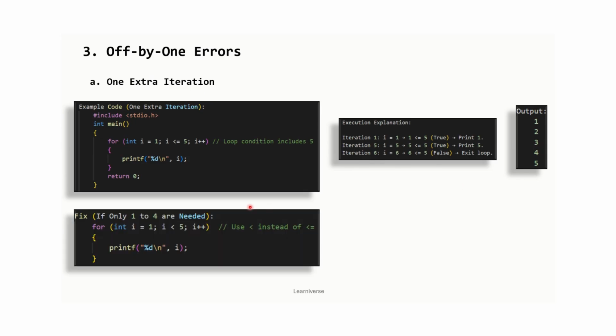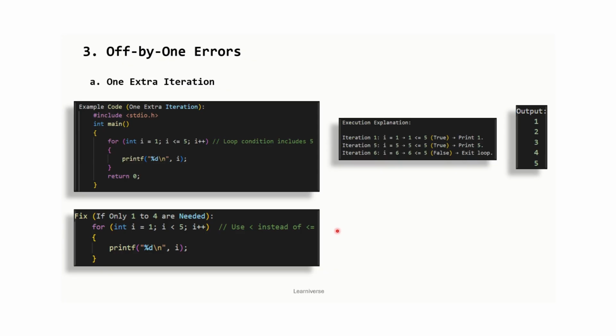How can we fix this? Here we have used less than or equal to 5. If we want only 4 values, then it is better to put less than 5 so that we will get only 4 values. In this way we can fix it.